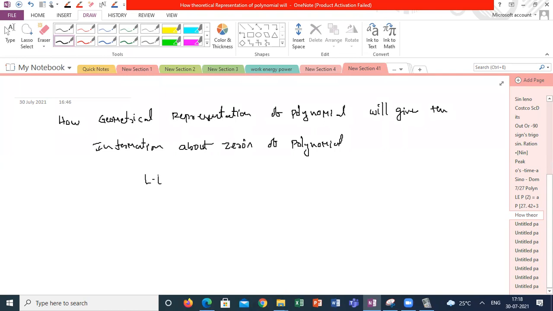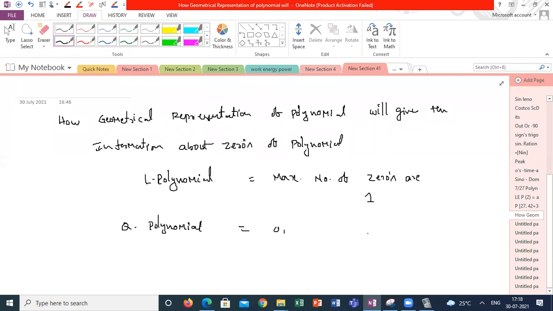Suppose I take a linear polynomial, the maximum number of zeros is 1. It might be 0 or 1. If we take a quadratic polynomial, the number of zeros is either 0, 1, or 2. So the maximum is 2. The maximum number of zeros of a polynomial is 2.